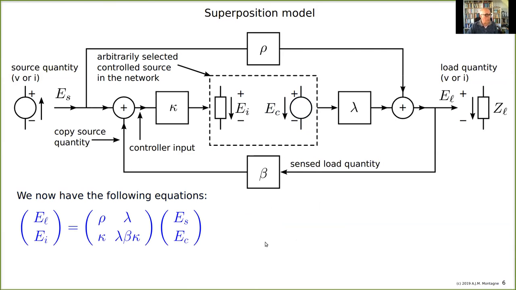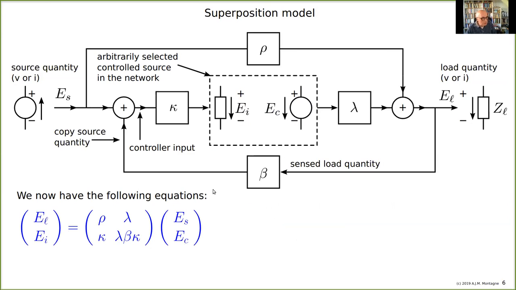Now we have the following equations. I already explained the transfer. We have two independent sources: the signal source and the controlled source. And we have two responses, being the load quantity and the controlling quantity. So here you see the load quantity and the controlling quantity, and they can be written as a function of the two sources, ES and EC.